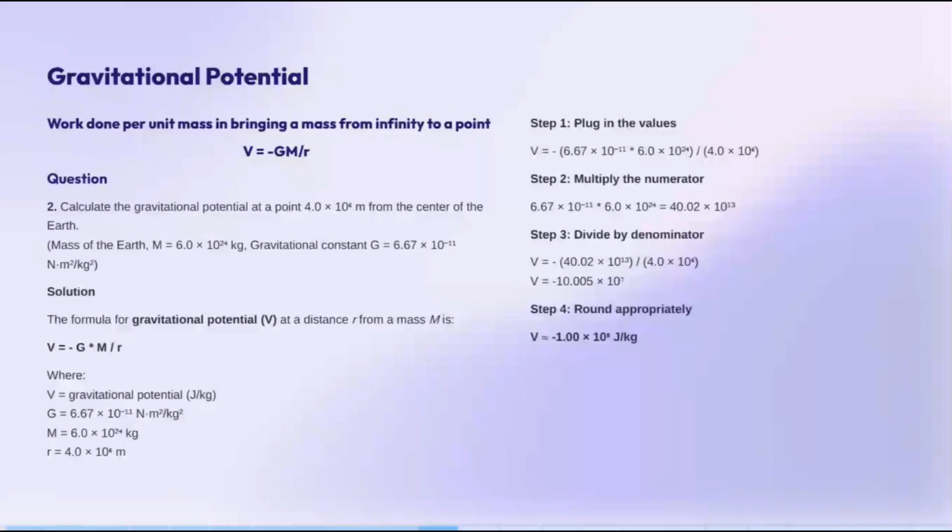Now, putting those values into the formula, you have minus gravitational constant times mass of the Earth, all over the distance. If you solve it, your final answer will be about minus 10 times 10 to the power of 7, or minus 1 times 10 to the power of 8. That will be your final answer if you round it up in standard form.